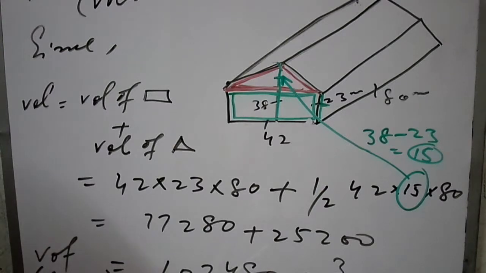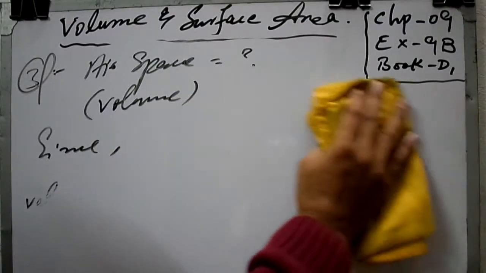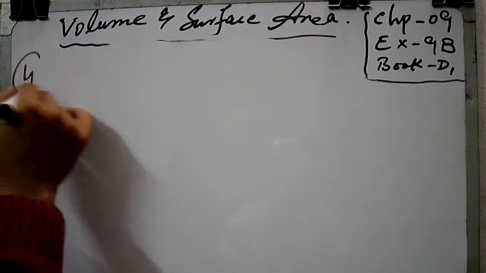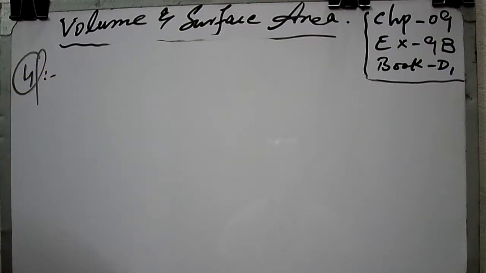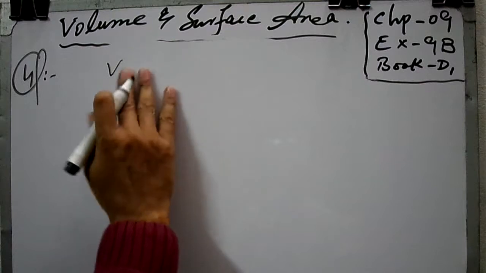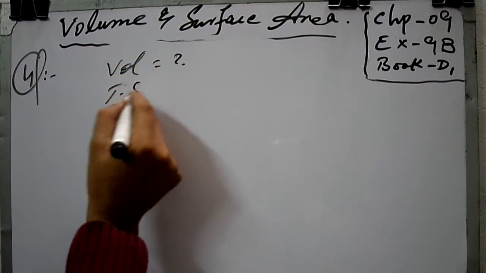Now coming to question number 4. If we read the statement in your textbook, it says: find the volume and total surface area of the solid shown below. Okay, now we have to find the volume and the total surface area.